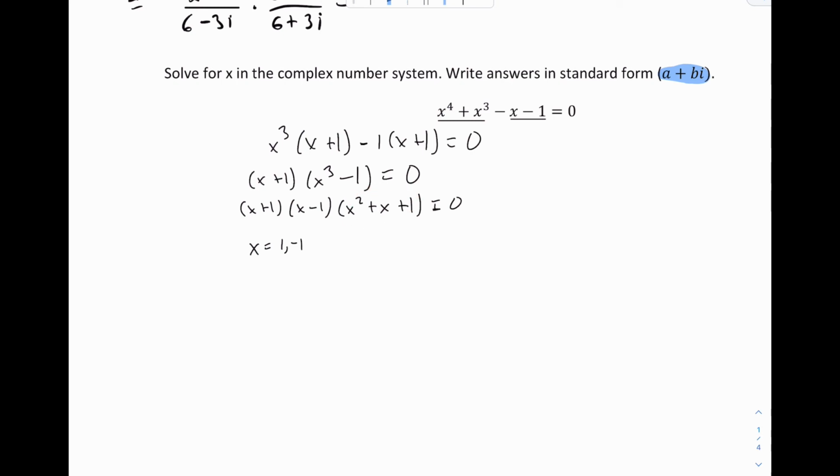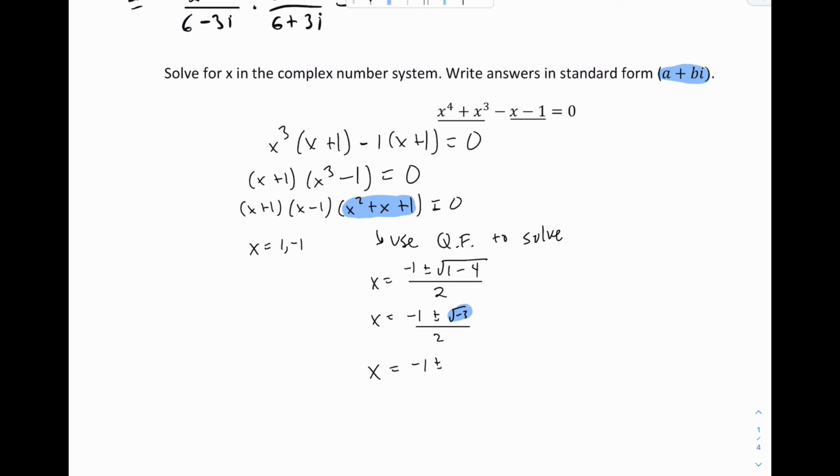Now for this thing, make sure you highlight this. Whenever you get quadratics like this that are normally not factorable, because we're in the complex system, we're going to use the quadratic formula to solve. So x should equal opposite b plus or minus the square root of b squared minus 4, a times c is 1, all over 2a, or 2, negative 1 plus or minus the root of negative 3, all over 2. We're going to rewrite that thing right there. Negative 1 plus or minus root 3i over 2.